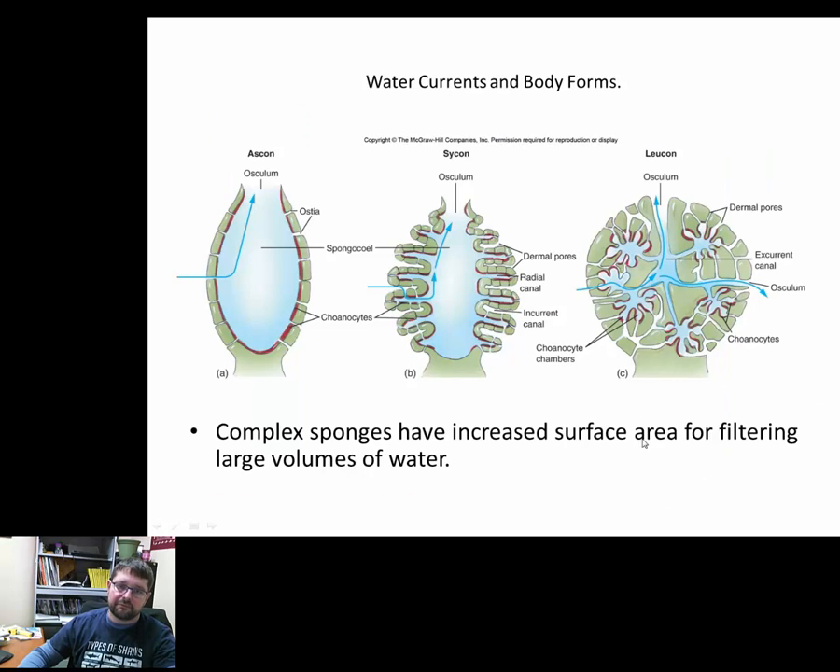Again, like I talked about before, there are different body forms within the different classes of porifera. Okay? So you can have asconoid, syconoid, or leuconoid. And this really is determined by how much surface area the organism has. Is it just one central cavity, with a single osculum and ostia that feed into that osculum? If that's the case, then it's asconoid.